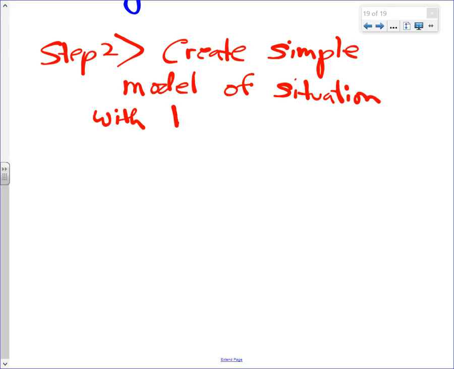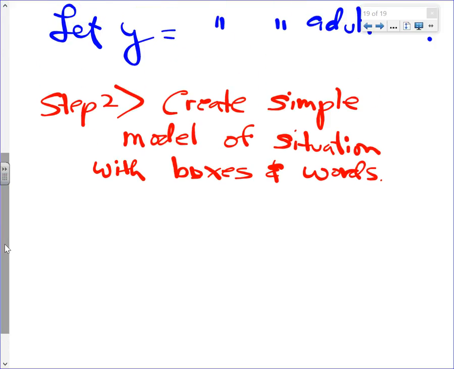With boxes and words. Create a simple model of the situation with boxes and words.